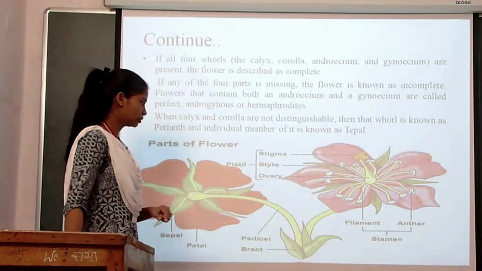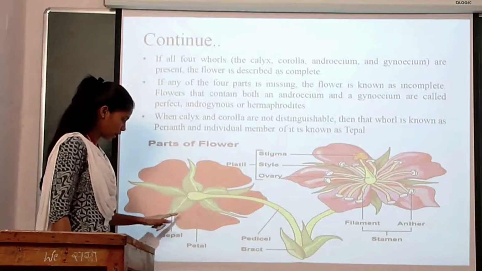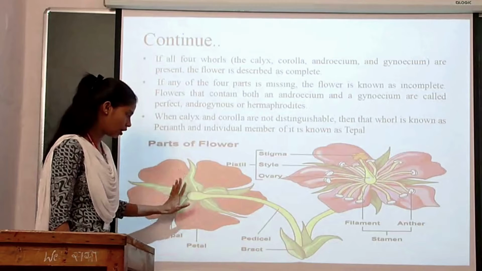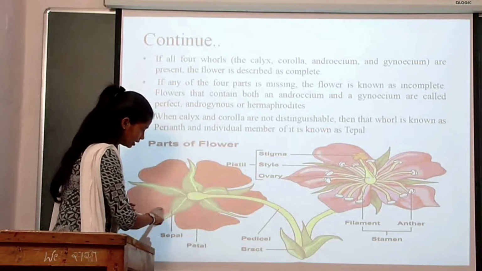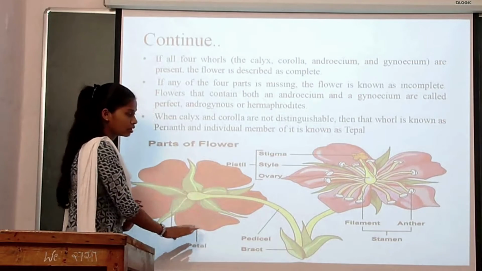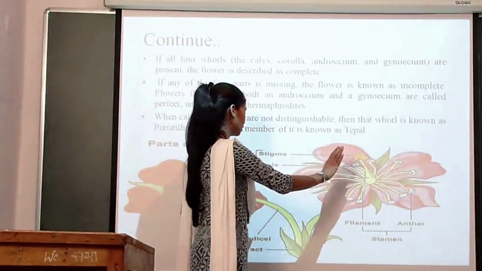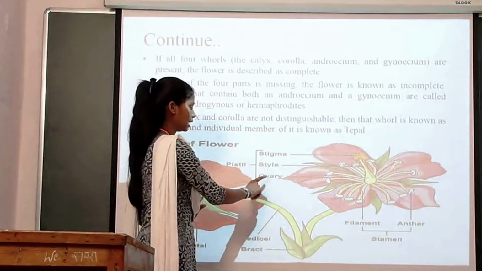Look at this image. These green leafy structures are known as sepals. These are collectively called calyx, and these red colored petals are known as corolla. And coming to this gynoecium, it consists of stigma, style and ovary.